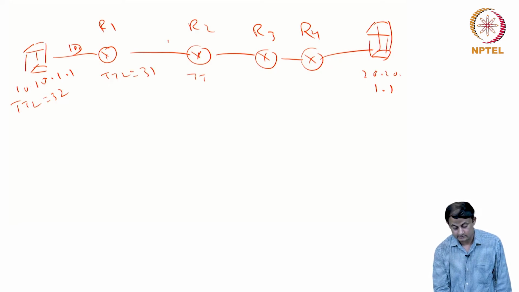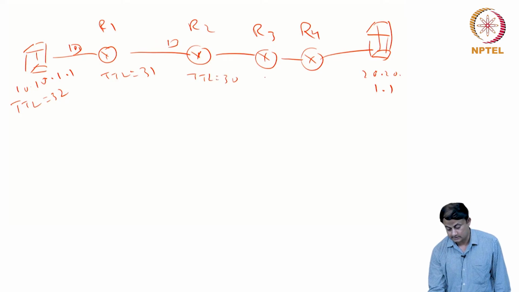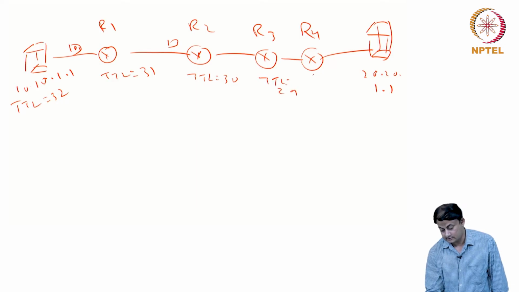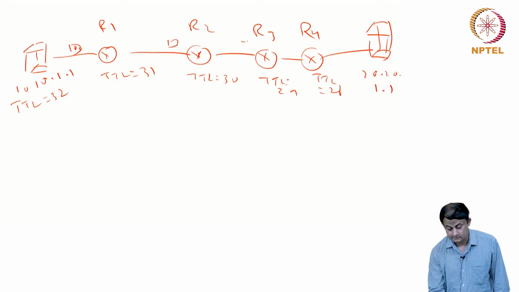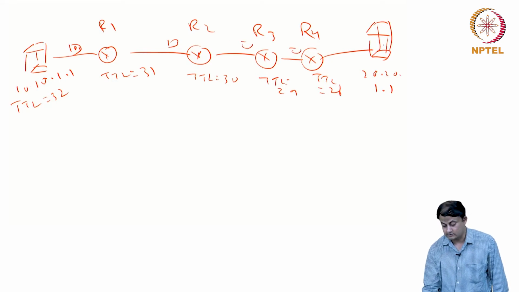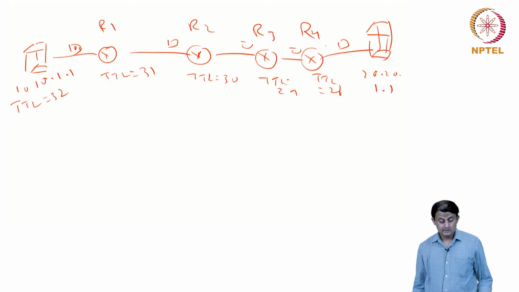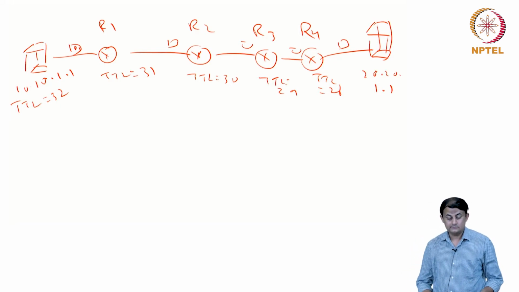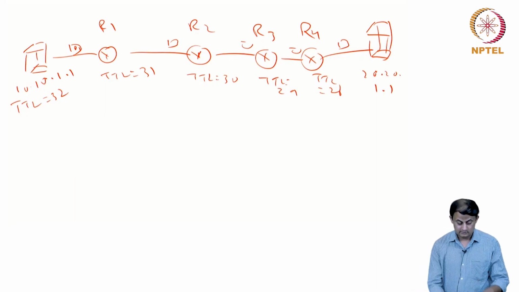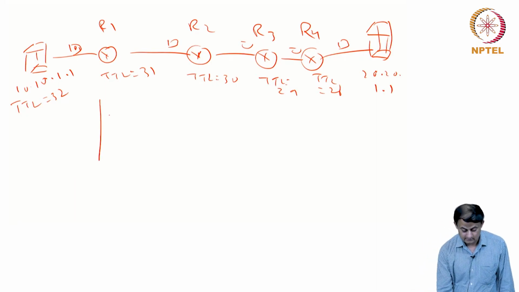The same packet, when it arrives here, the TTL value becomes 30, and when it arrives here, the TTL value becomes 29, and when it arrives here, the TTL value becomes 28. And finally, with the value of 28, the packet is actually delivered to the destination. This is one part of the operation, and at each router there is a routing table. You need to do that consultation process.